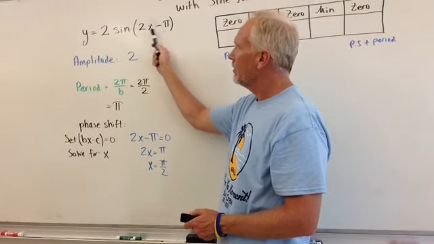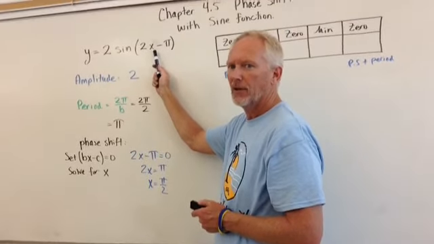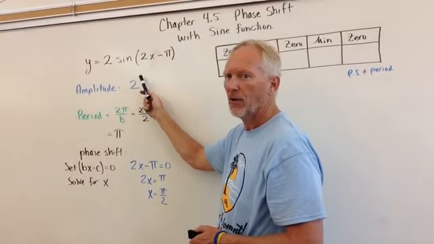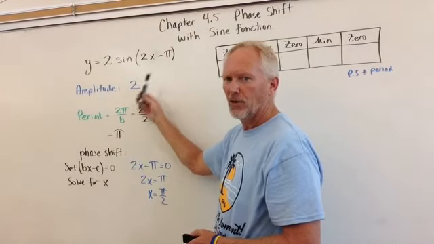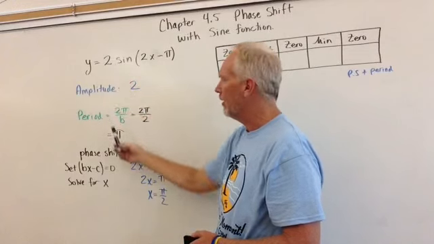So in this section now, we have, in the parentheses, a phase shift. Okay, we have to learn how to deal with that. So let's do the easy stuff first. We know how to find the amplitude. That's 2, right? It comes from there.